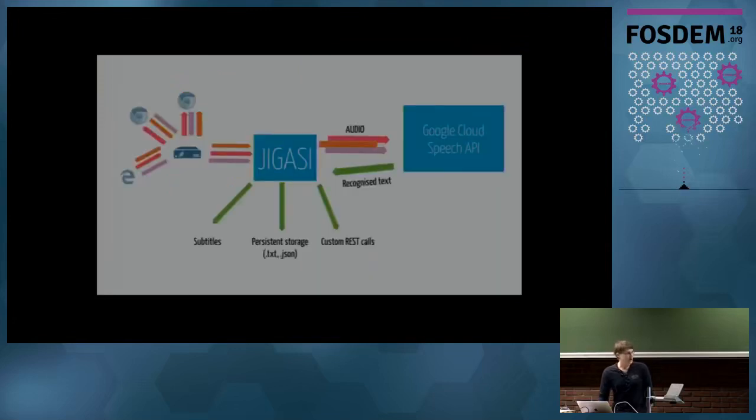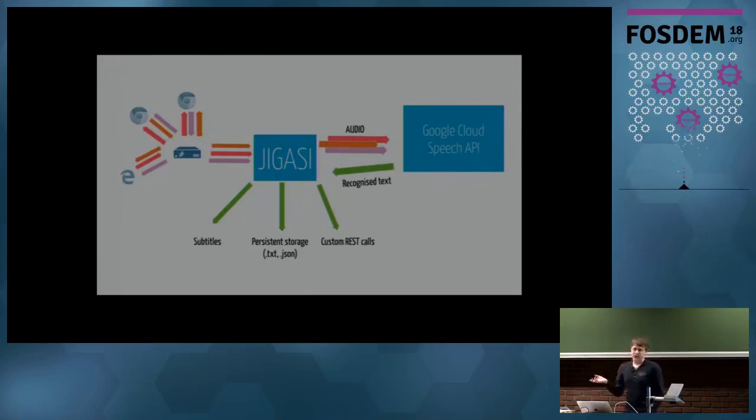So the way it works is that on the left you can see a video conference with two Chrome browsers and then somehow Internet Explorer. And Jitsi is the fourth participant, which receives all the audio, and it can then forward this audio to the Google Cloud API.